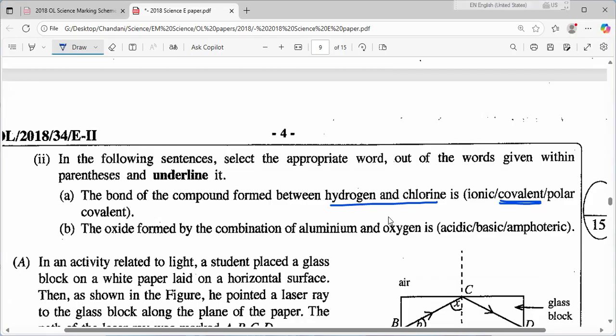The oxide formed by the combination of aluminium and oxygen is... aluminium oxide. We learned that aluminium oxide is a very special one. It is amphoteric. Normally the metal oxides are basic and the non-metal oxides are acidic. But aluminium oxide is a special one. It is neither acidic nor basic. So that is the end of the third question.